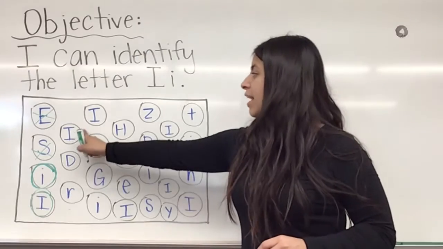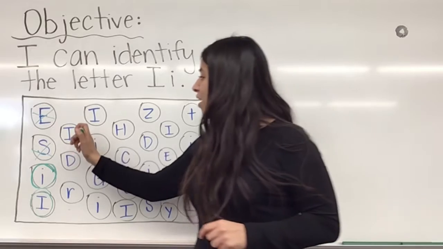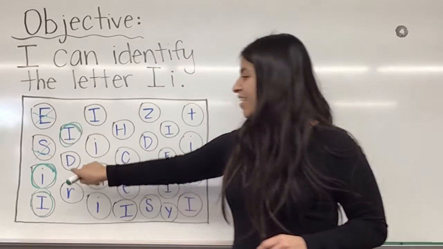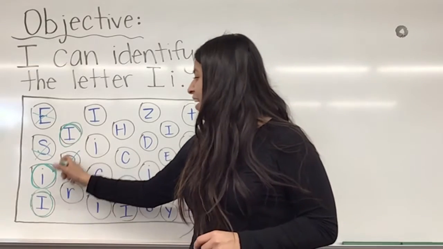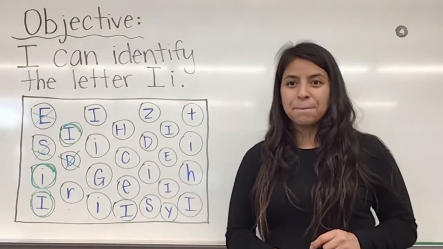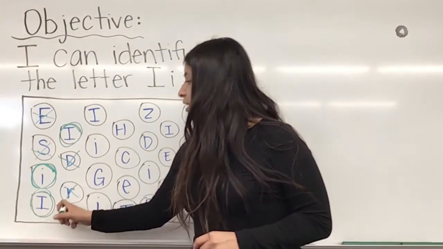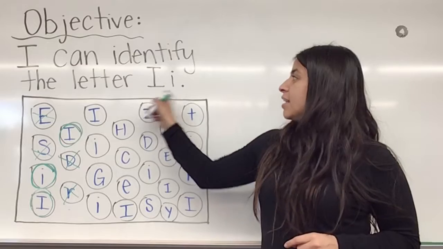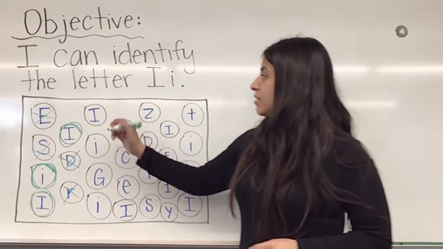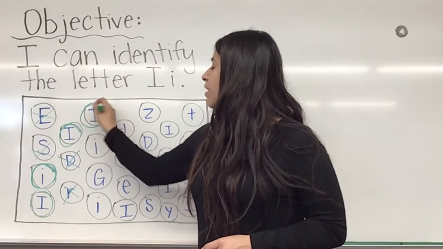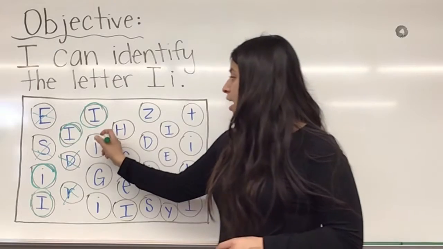Next, we're going to our next column. Right here, I see an uppercase I, so I'm going to circle that. Next, I have, that's the letter D, not the letter I, so we're not going to circle that. I see a letter R. I'm going to cross that out because that does not look like any of our letters. So if we keep going, I see an uppercase I here. And here I have a lowercase I. I see the dot in the sky.